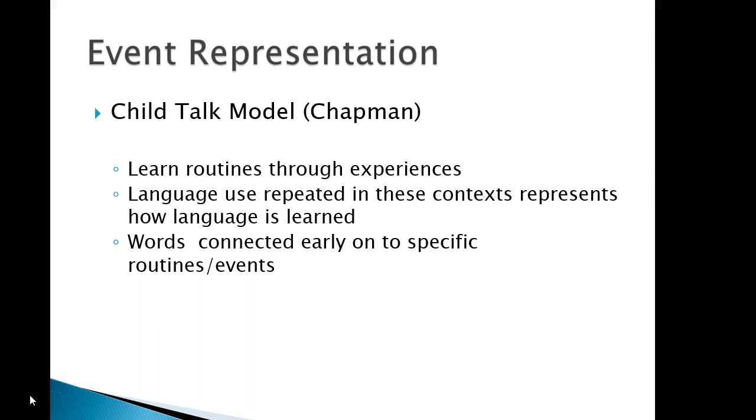And so they're learning words like spoon, fork, and cup, and mix, and push, and cook, all within the context of these different events. So instead of thinking of words within file drawers in your mind, all in categories, a child talk model suggests that through all of these contextual interactions children are learning language, and all these words that they're learning early on are connected to specific routines and events.